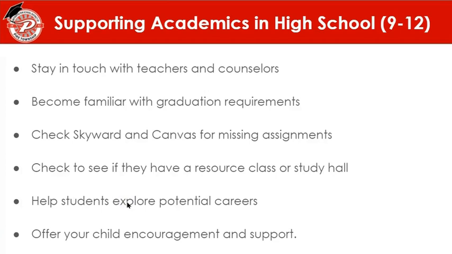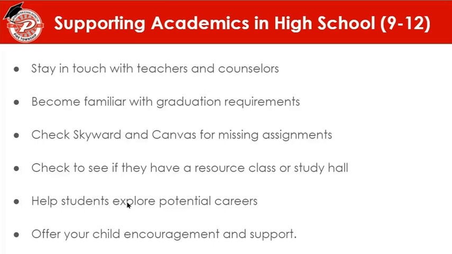In high school, you definitely want to stay in touch with teachers and counselors. They have different ways of seeing your student and they all want them to succeed. Make sure you become familiar with graduation requirements so that you know that they're taking the right classes to achieve their goals. You can also check Skyward and Canvas for missing assignments. They seem old and independent at that age, but they still kind of overlook some of their work, or they might not feel like doing it in class and then it becomes a missing assignment or a 0.